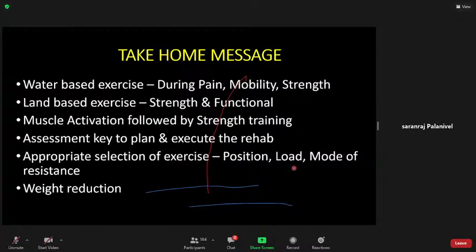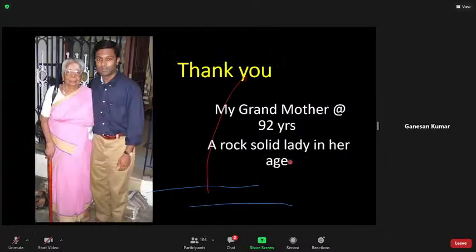Assessment is the key to plan your rehab. Your assessment can include those functional tests, which can be a better way of approaching osteoarthritis rather than using only a radiological X-ray alone. And weight reduction, if you think the patient needs it, has to be mandatory for these patients. So that's my grandmother who never required a TKR in her life, and with just a stick she was all rocking.